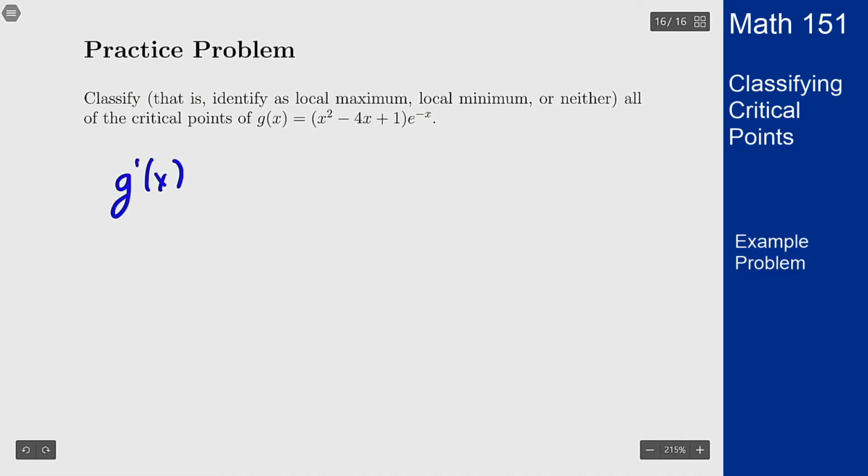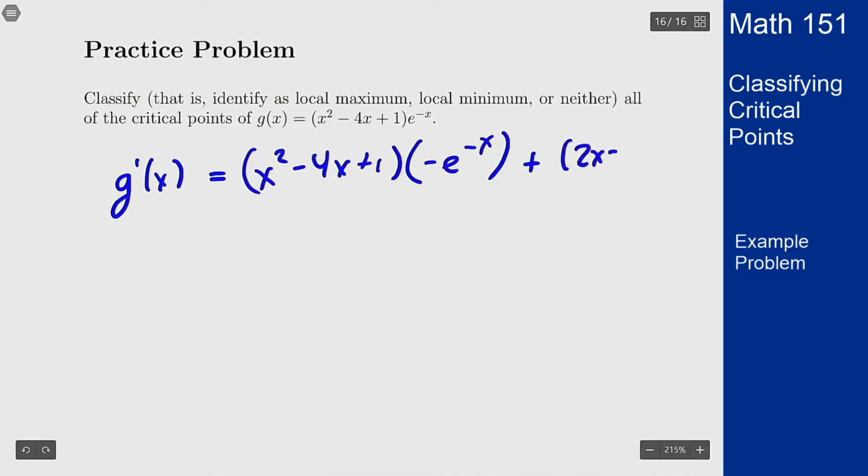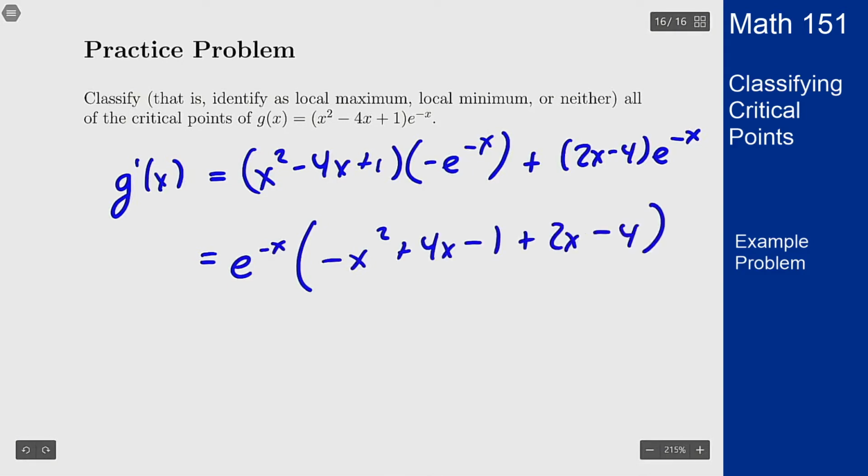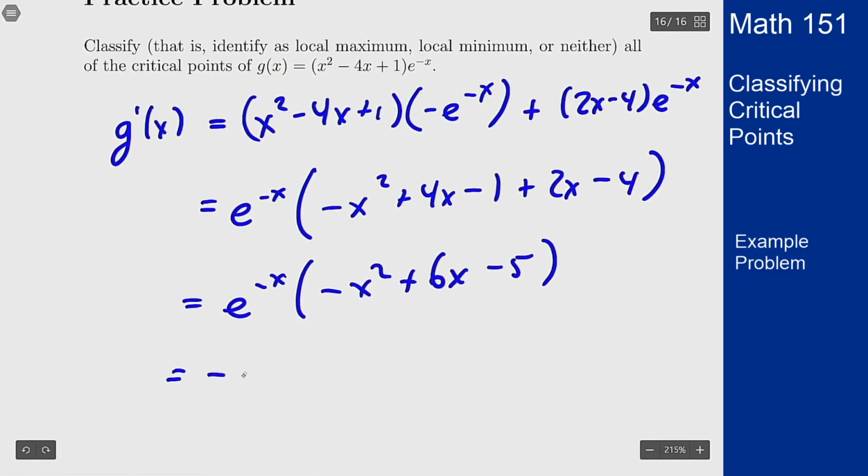So first we take our first derivative, g prime. I will get x squared minus 4x plus 1, leaving the first part alone, times a negative e to the minus x, we'll differentiate e to the minus x with the chain rule, and then plus a 2x minus 4 times e to the minus x. I can collect these terms together and factor e to the minus x out of all of them, and from the first I will see a negative x squared plus a 4x minus 1 plus a 2x minus 4. This becomes e to the minus x times a negative x squared plus 6x minus 5, or pulling out a minus sign from that part, negative e to the minus x times x squared minus 6x plus 5.